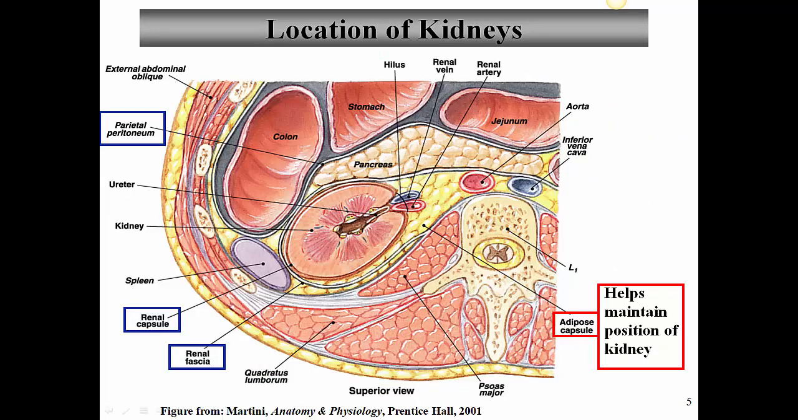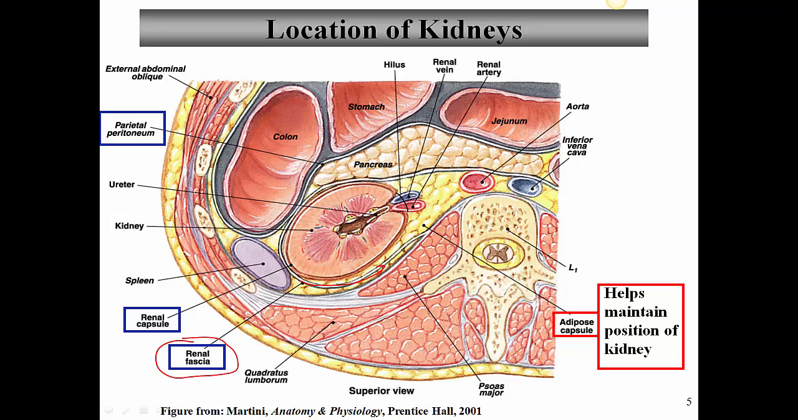Now let's take a transverse section through the level of about L1 and take a look at a cross-section through the kidney and some of the supporting tissues. First of all, we can see the kidney right here, and one of the things I'll point out is that the kidney is surrounded by a renal capsule. As we saw with several other organs that have capsules, the kidneys have a connective tissue capsule that helps keep the kidneys intact. The second feature you'll notice is that the kidneys are surrounded by something called a renal fascia. This is this thin strip of white tissue that you see right here.